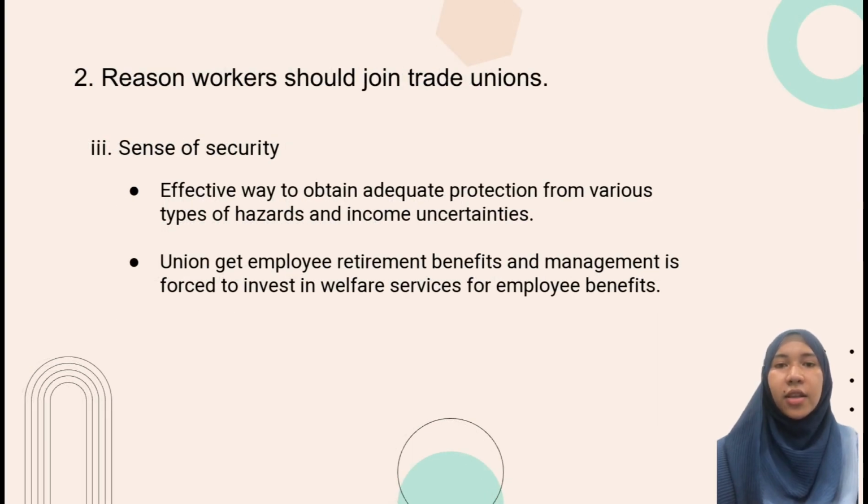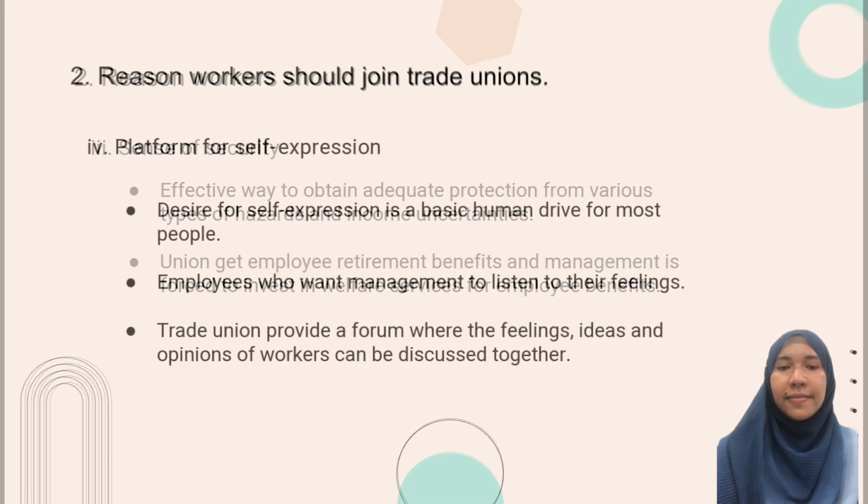Third is sense of security. The employees may join a trade union because of their belief that it is an effective way to obtain adequate protection from various types of hazards and income uncertainties such as accidents, injuries, illness, unemployment and others. Unions get employee retirement benefits and management is forced to invest in welfare services for employee benefits. This is to ensure that workers' rights are fully protected.